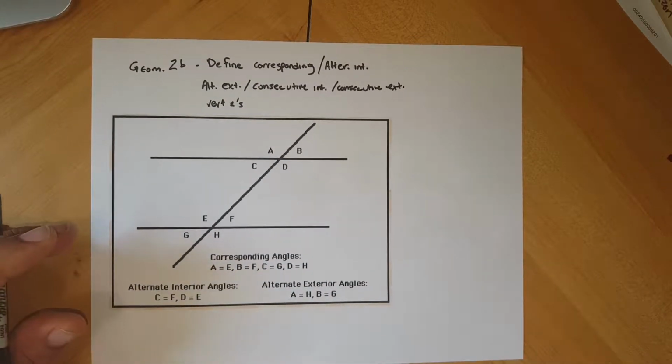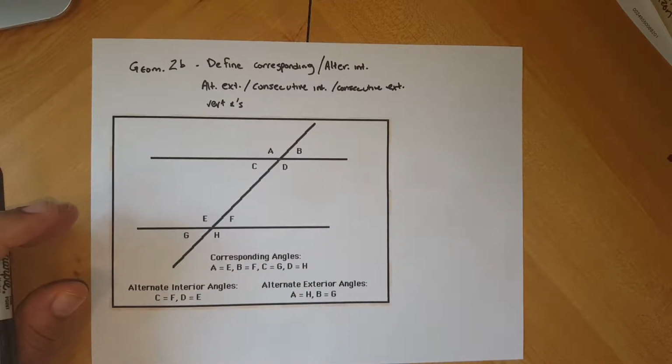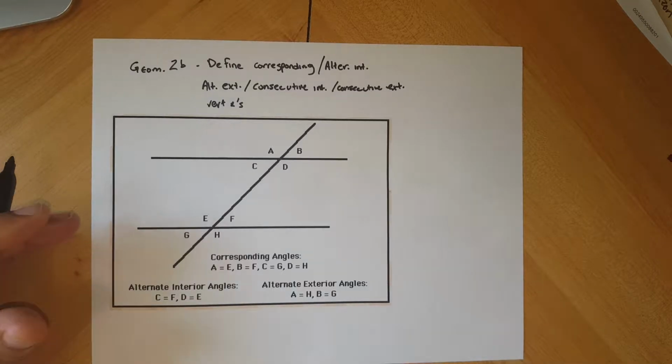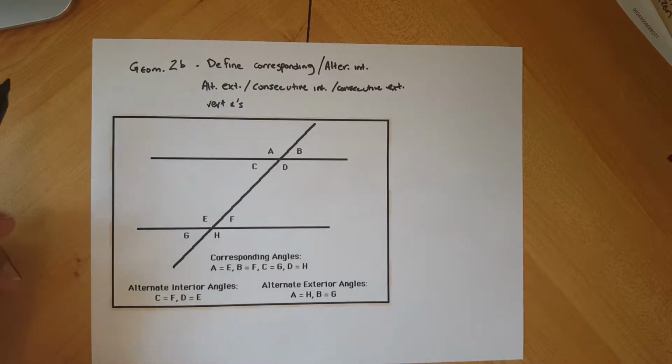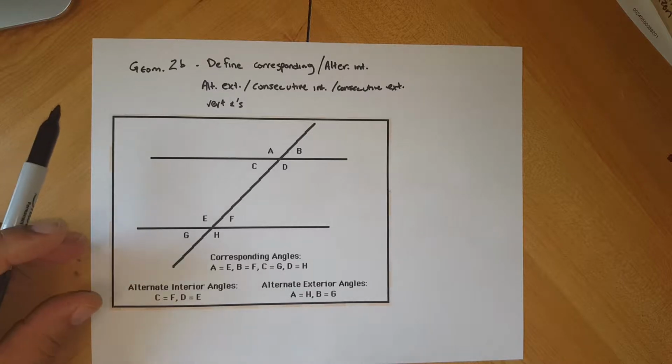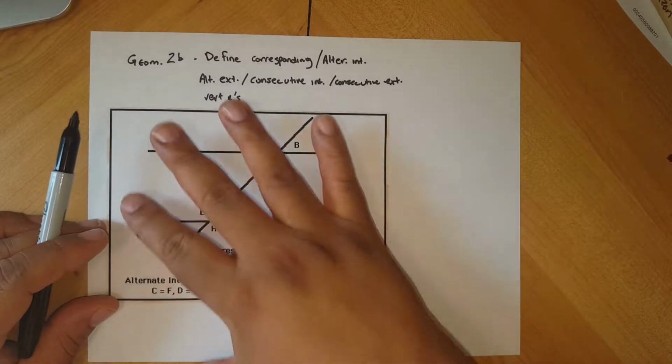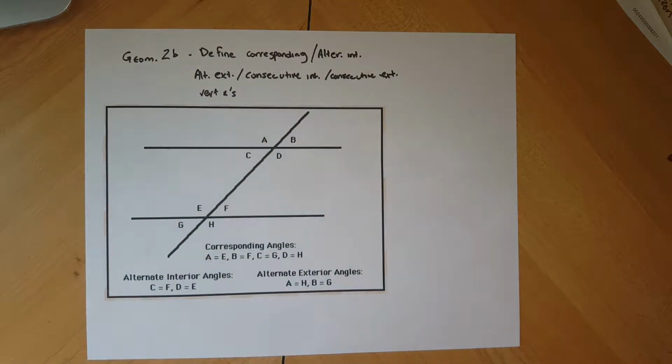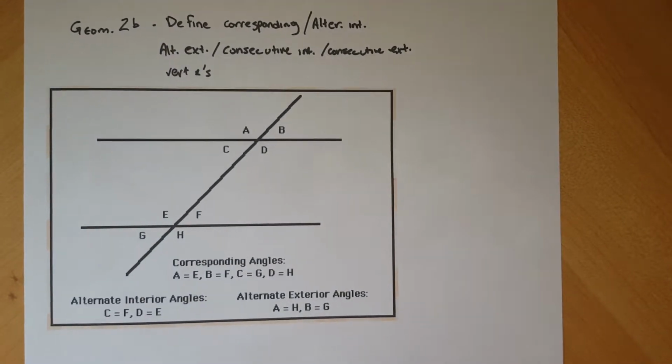Okay, so this is the second part of Unit 2, 2B. What we're going to be looking at is how do we define corresponding, alternate interior, alternate exterior, consecutive interior, consecutive exterior, and vertical angles. To start off, we have our diagram here. Let me zoom in for you just a little bit.